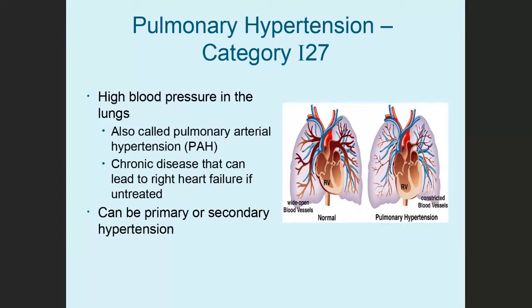Pulmonary hypertension, category I-27, is high blood pressure in the lungs. See the diagram for the difference. See how the blood vessels here are constricted while the blood vessels here are wider. They're constricted, it's harder to pump, there's more pressure. Okay. Also called pulmonary arterial hypertension. It's a chronic disease that can lead to right heart failure if untreated. And this can be primary or secondary.